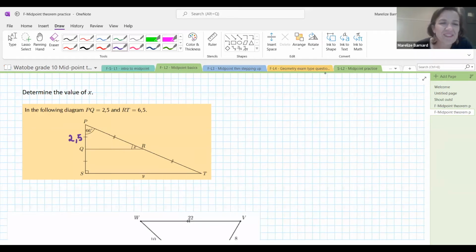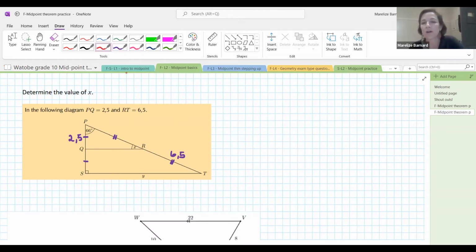Okay. So PQ is 2.5 and RT is 6.5. So those are the things that are given, and we have X that's given and the 66 that's given, etc. And very importantly, we've got PQ equal to QS and PR equal to RT. So Q is a midpoint, R is a midpoint. So bells should start ringing. We are dealing with the midpoint theorem here. So from that, what are some of the things we can say?